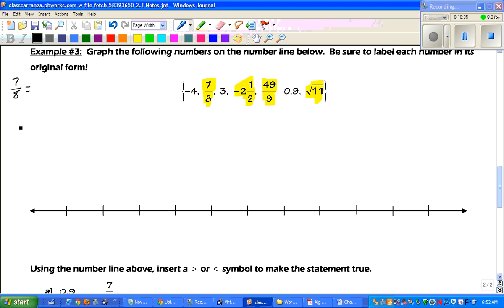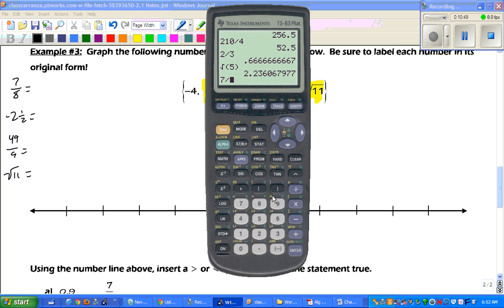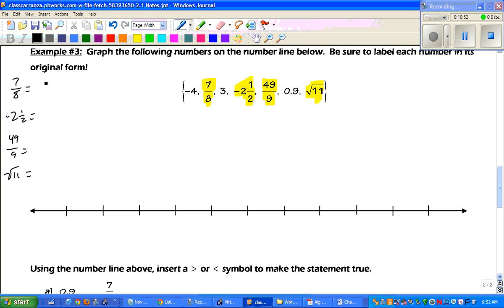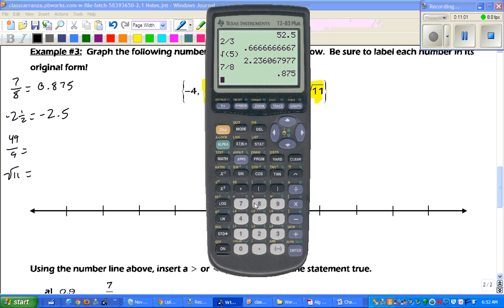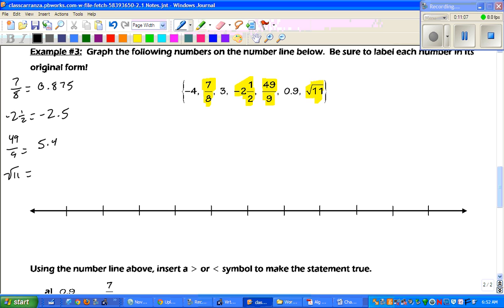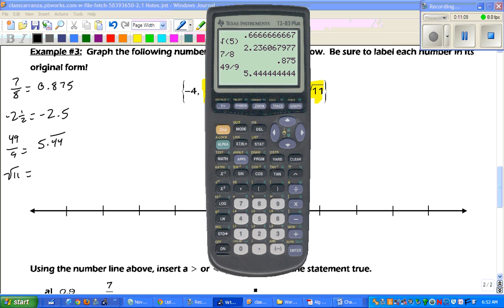So 7/8 equals, -2 1/2 equals, 49/9 equals, and the square root of 11. And to figure out exactly what they equal, we're going to use our calculators and get the exact decimal. So 0.875. -2 1/2 should be -2.5. 49 divided by 9, 5.44 repeating. And the square root of 11. Square root of 11 is 3.31.